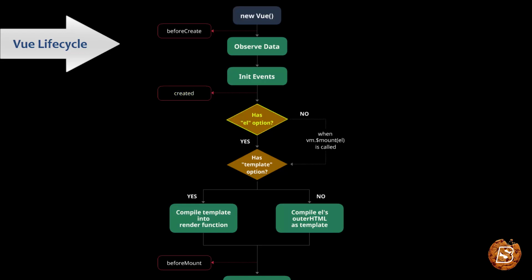Now, if the el option is specified, it checks that after the created event. And if it finds one, then it checks whether it has the template option. If it has the template option, it will go to compile template into render function. And then we have our beforeMount event.